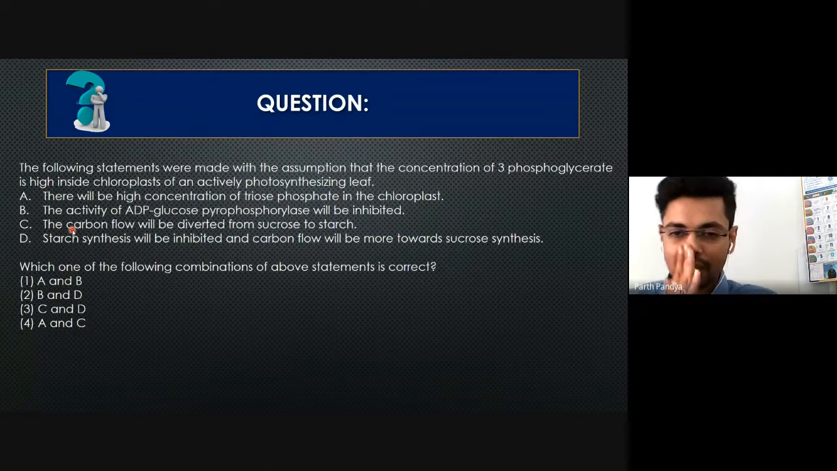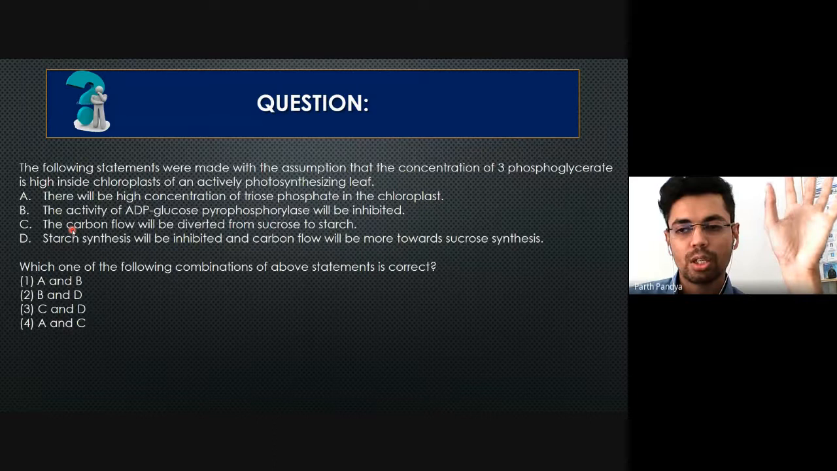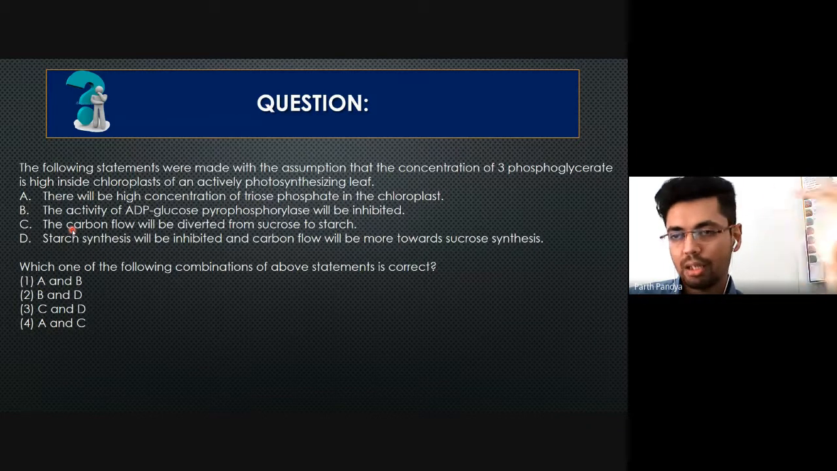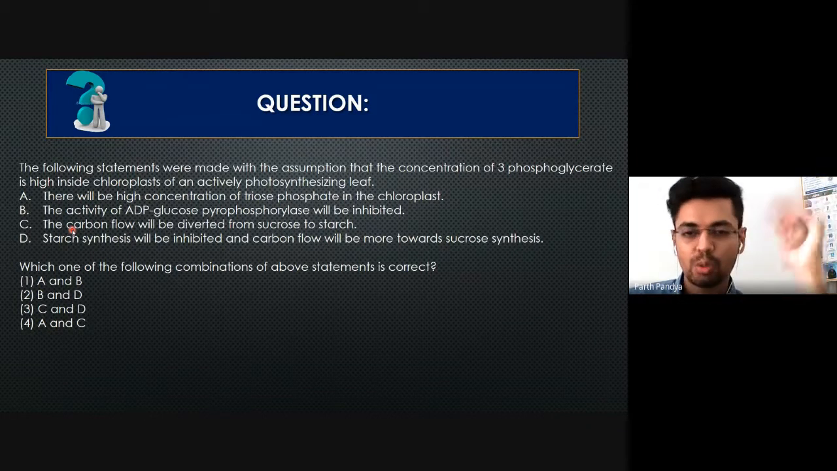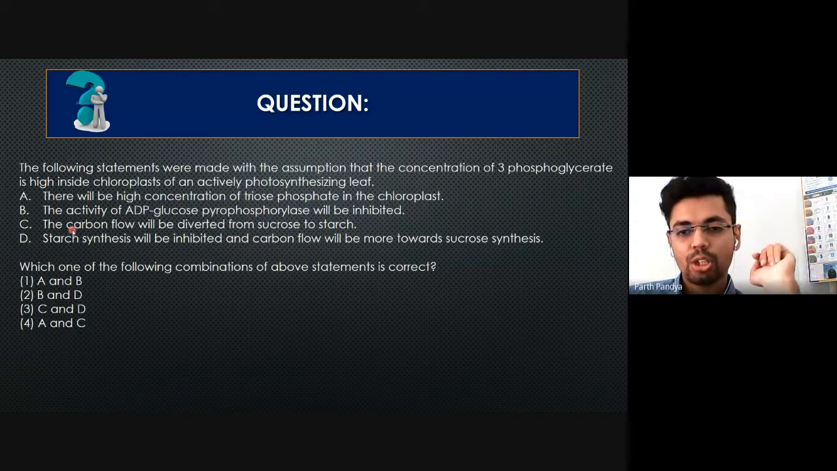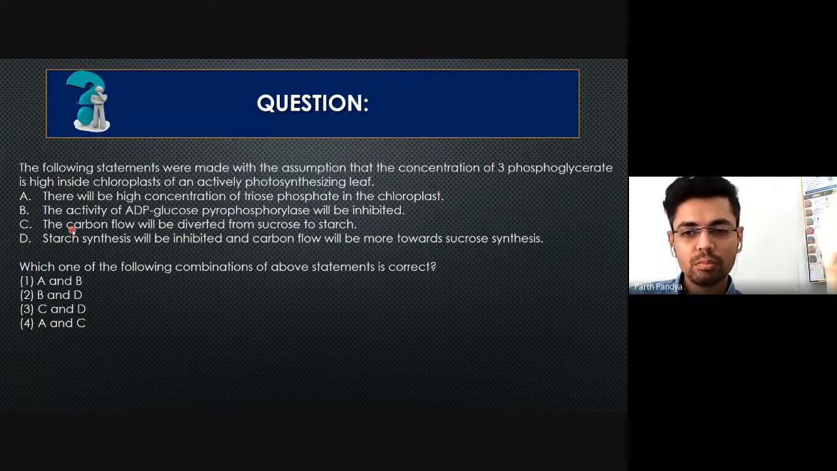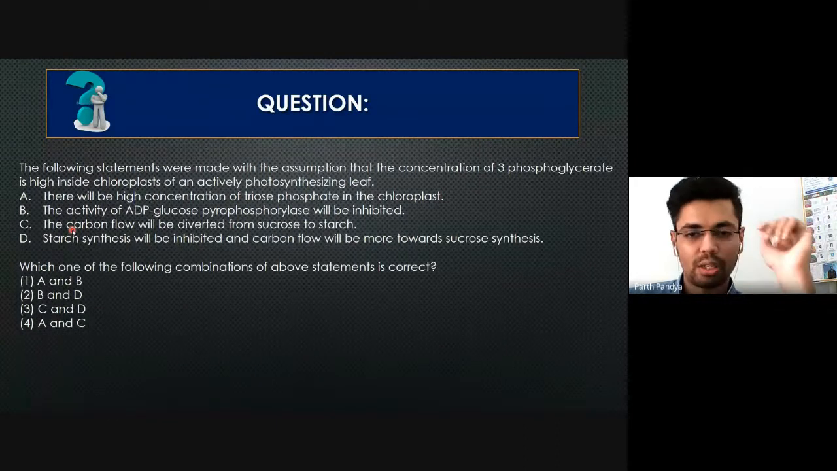The assumptions are: there will be a high concentration of triose phosphate in the chloroplast. If triose phosphate is abundant, naturally it may combine with RuBP and lead to 3-phosphoglycerate. That can be a possibility, yes. Secondly, the activity of ADP glucose phosphorylase will be inhibited. Now, ADP does not form ATP in this way. That is driven by kinases, not with the help of this particular enzyme.